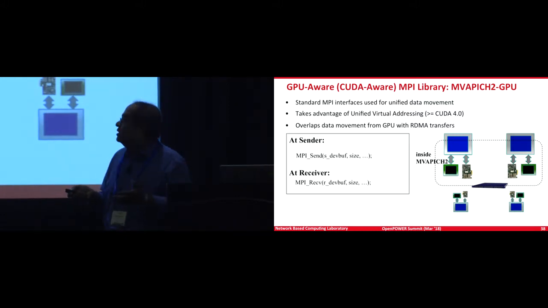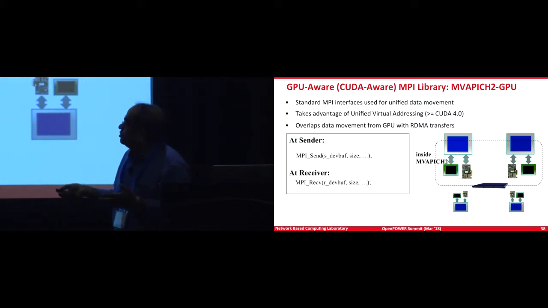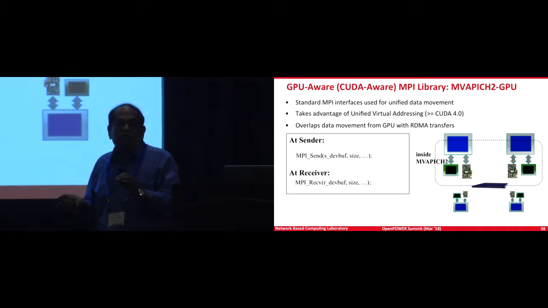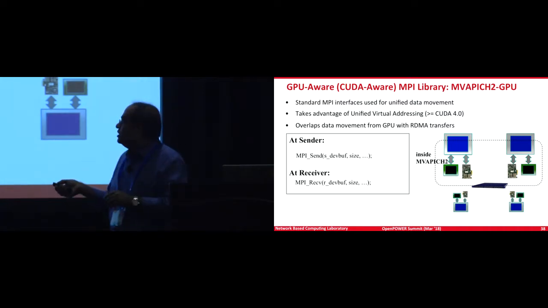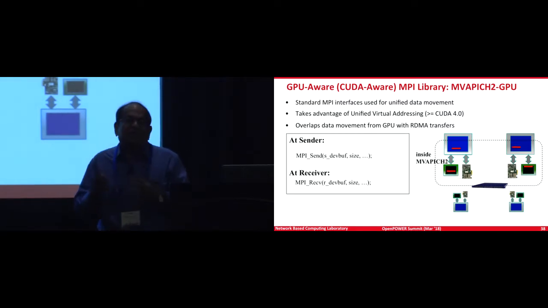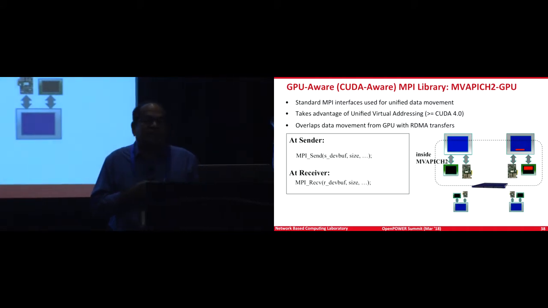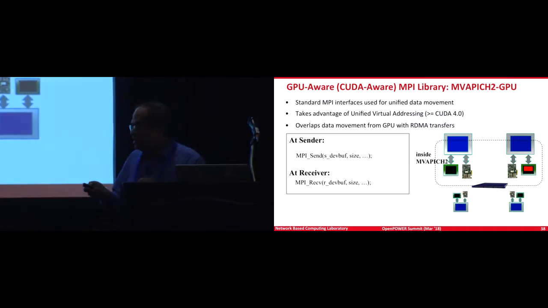That means if the end engineer or scientist knows how to do basic MPI programming from host, that is all you need to do. You do not need to learn anything else. Instead of saying MPI send from host memory, you say MPI send from device buffer or MPI receive from device buffer, and then you see in the animation, everything else the MPI library will take care of. That will give you the best performance and productivity.